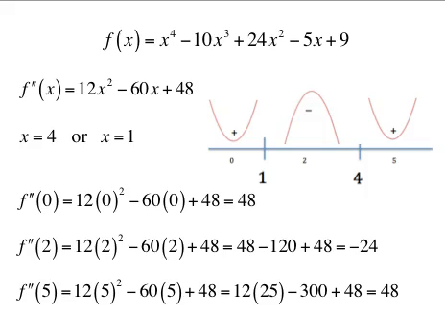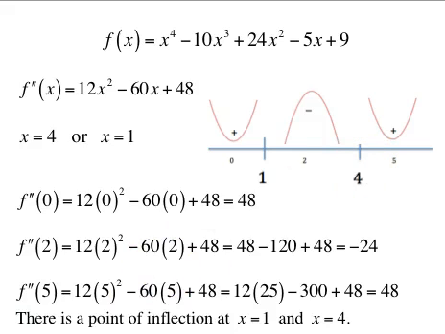And notice that the concavity changed again. To the left of 4, the function was concave down. To the right of 4, the function was concave up. So we also have a point of inflection at x equals 4. So again, to restate our conclusion, there is a point of inflection at x equals 1. If you'd want the y value when x equals 1, plug it into the original function. There is also a point of inflection at x equals 4. And again, if you want the y value, you would plug that into the original function.